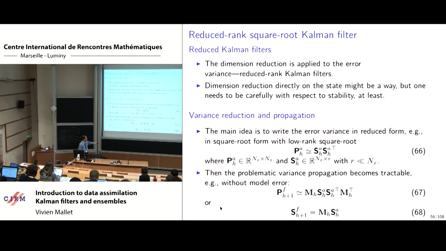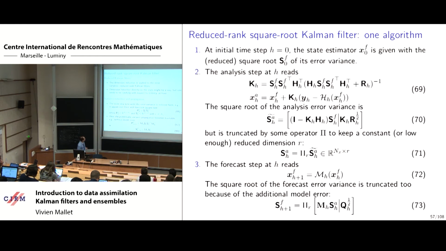And actually, you just have to propagate the square root of it, the square root of PF, which is just going to be this one, when you have no model error. Because if you have model error, you have an additional term, if you remember, plus Q. Okay. So this is how it goes in these reduced filters.